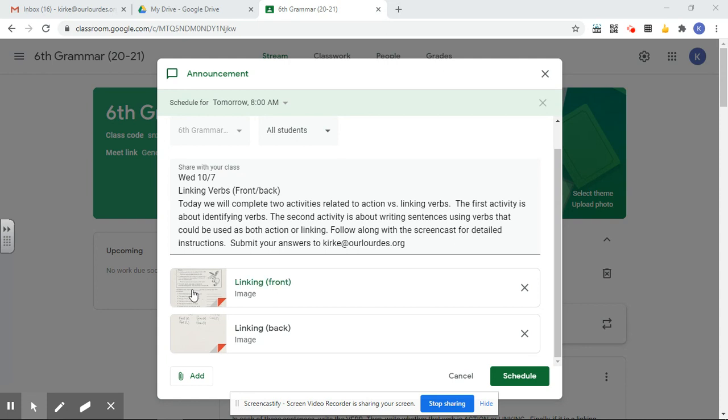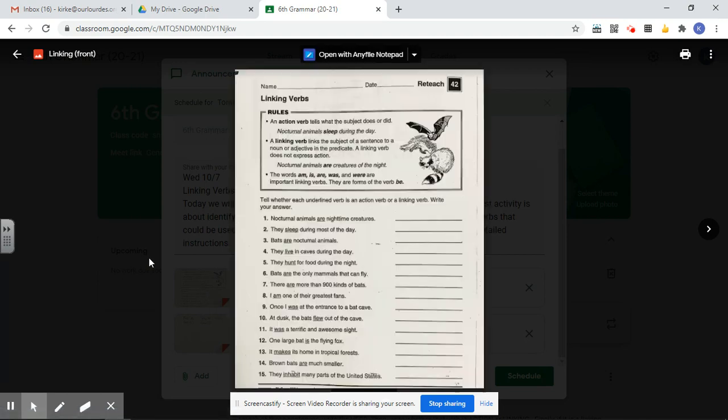So to walk you through this real quick, I'm just walking through the Google Classroom post right here. The first one says linking front side. This one pretty much speaks for itself. It gives you, again, a little bit of an intro about what action verbs do versus linking. They also give you the reminder here that very common linking verbs are words like am, is, are, was, and were. And as the instructions say, the underlined word is the focus, and you have to read the underlined word in context of the sentence and determine if it is an action or a linking verb.